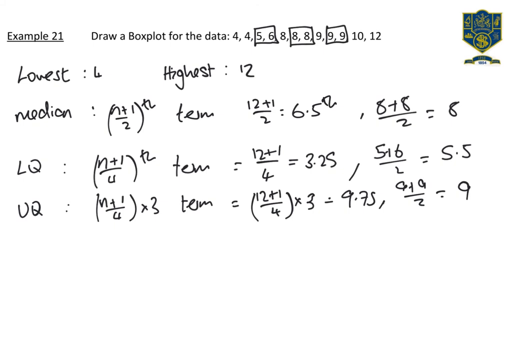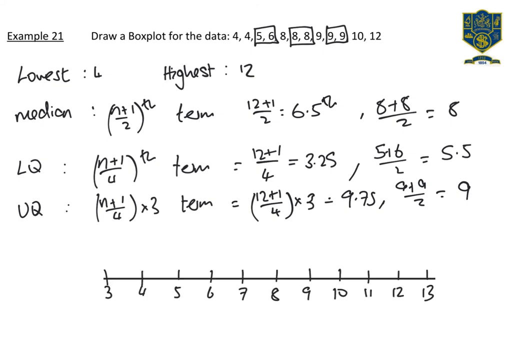Now we need to draw a straight number line and then mark these values on. I've drawn my number line, and now we put on the values. The lowest value is 4, and the lower quartile was 5.5, so we draw a line between the 5 and the 6. The median was 8, the upper quartile was 9, and the largest value was 12. We put a box around the lower quartile and the upper quartile, and then we draw a line from the upper quartile to the largest value and from the smallest value to the lower quartile, and that's our box plot.